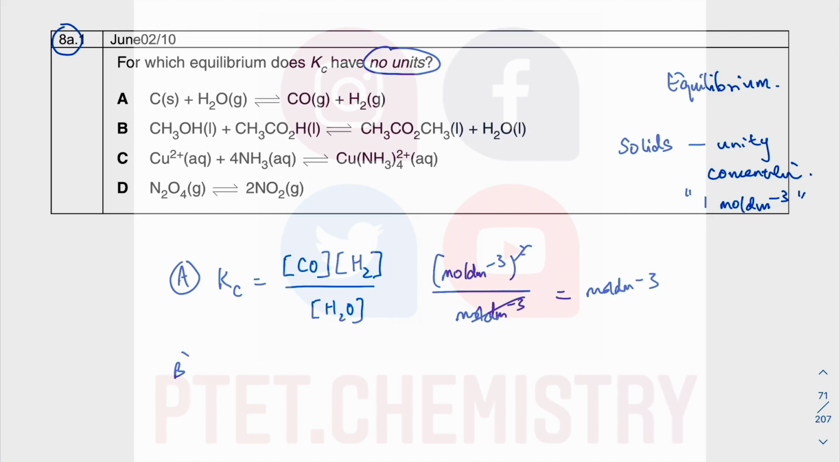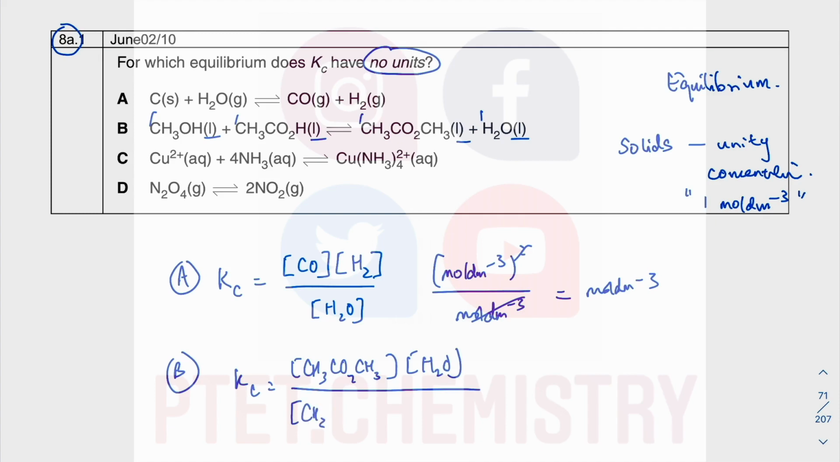Alright, so for the second one, all of them are liquid. All of them are to the power of 1 because it's just 1 in front of them. If I write down the expression, this is a formation of ester, which you would have done towards the end of your O-level or your GCSE. Is about forming the ester linkage from an alcohol and a carboxylic acid.